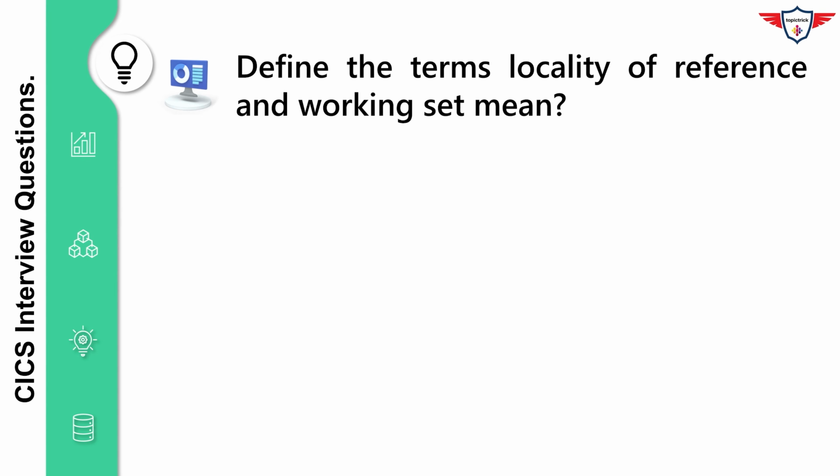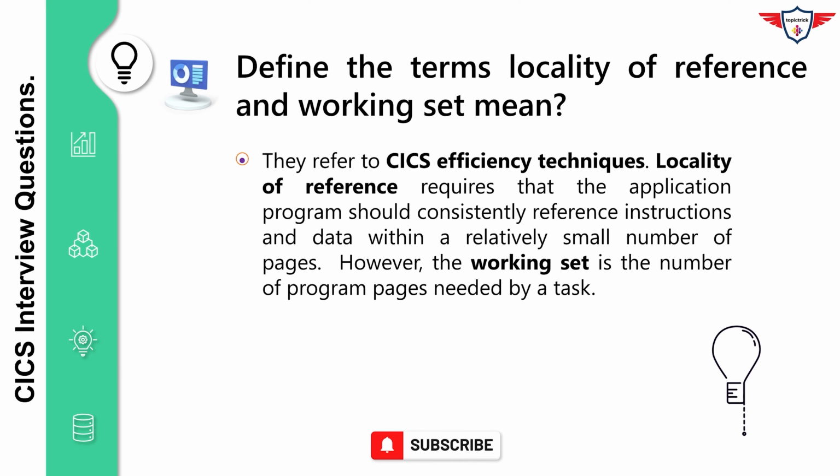What do the terms locality of reference and working set mean? These terms refer to CICS efficiency techniques. Locality of reference requires that the application program should consistently reference instructions and data within a relatively small number of pages. However, the working set is the number of program pages needed by a task.